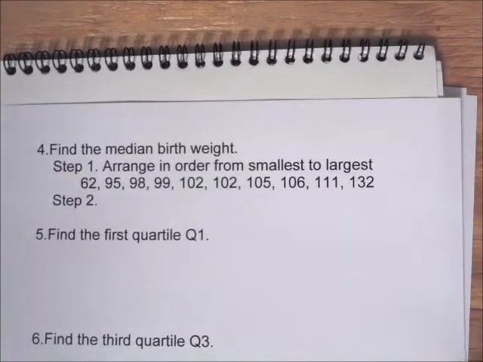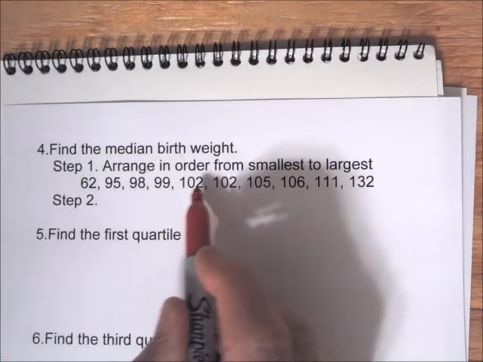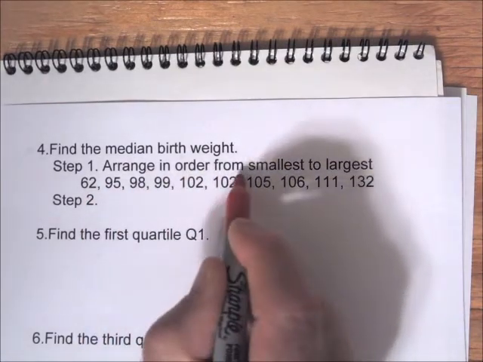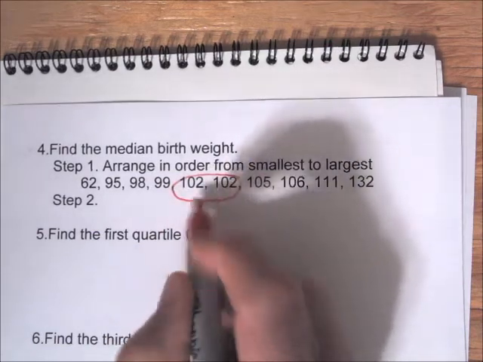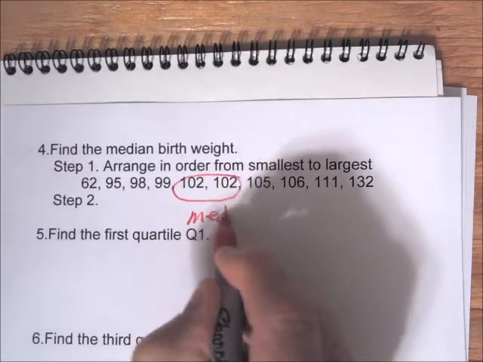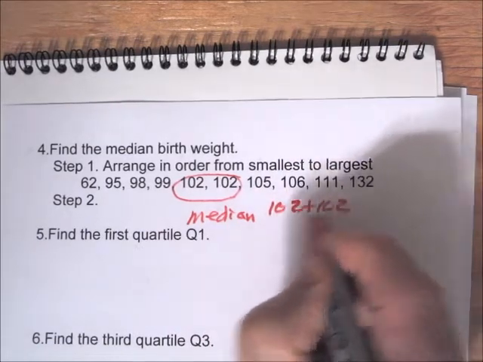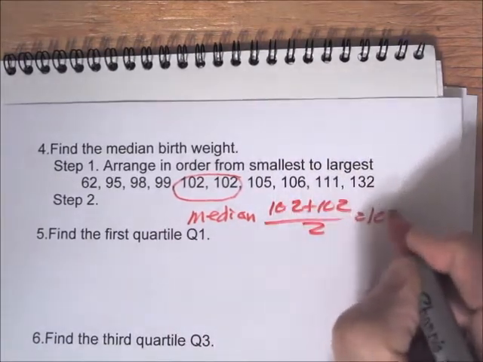Okay, the median. We have 10 babies, so that's an even number. So we'll take the average of the two that are in the middle. We put them in order from smallest to largest, left to right. And the two that are in the middle are both the 102. So the median is going to be an average of those two numbers: 102 plus 102 divided by 2, and that's 102 ounces.